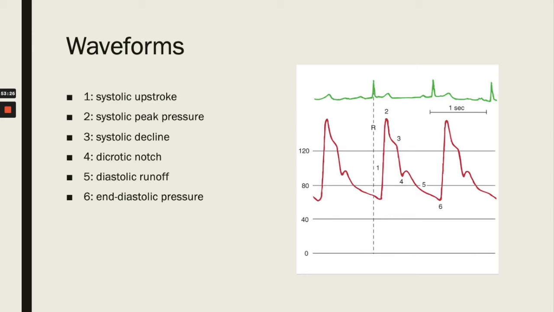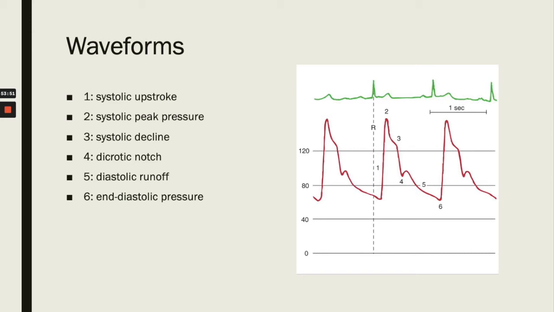Now, our MAP is the area beneath the waveform. It's the area beneath the arterial pressure curve divided by the beat period, averaged over multiple cardiac cycles. So it's something we don't have to calculate. Obviously, the computer will calculate that for us.